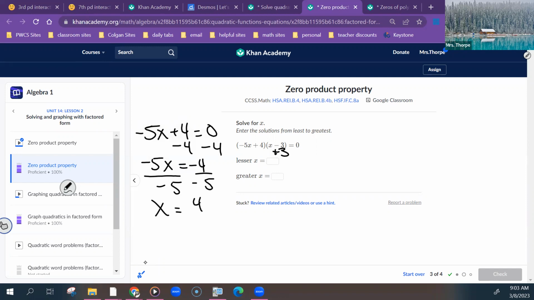Then x equals 4/5. Then lesser is whichever one is smaller. Could be negative, could not be, just whichever one is smaller, and then greater is whichever one is bigger. So 4/5 is smaller than 3. I'm sure you can't see that, but I did type in 4/5.